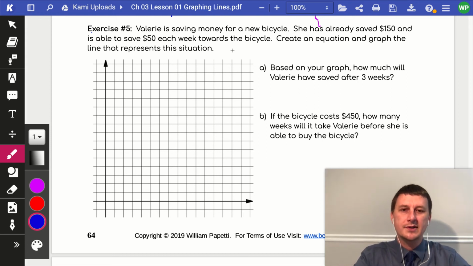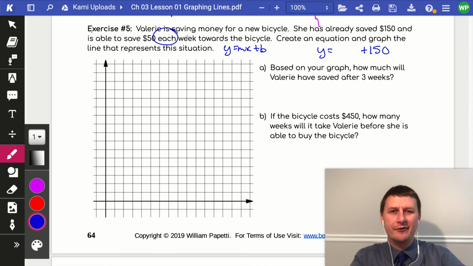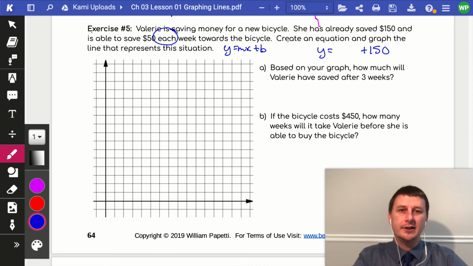So remember, we're setting up an equation in the form of y equals mx plus b, where b is going to be our y-intercept, or our initial value. So that's going to be an initial value of $150. And now she's able to save $50 each week. So a key word that I see is each, and each or for every or per week often tells me that that's going to be my rate or my slope. So I'm going to have 50x plus 150, $50 per week plus the 150 she already has.